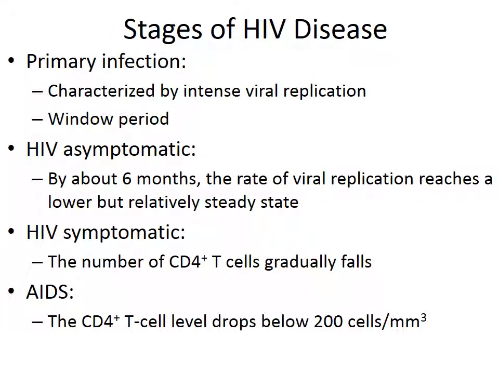Stages of HIV disease. The primary infection is characterized by intense viral replication within the window period. HIV asymptomatic is where, by about 6 months, the rate of viral replication reaches a lower but relatively steady state. HIV symptomatic is where the number of CD4 plus T cells gradually falls, and AIDS is where the CD4 plus T cell level drops below 200 cells.